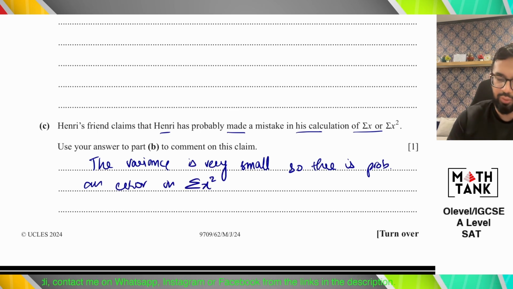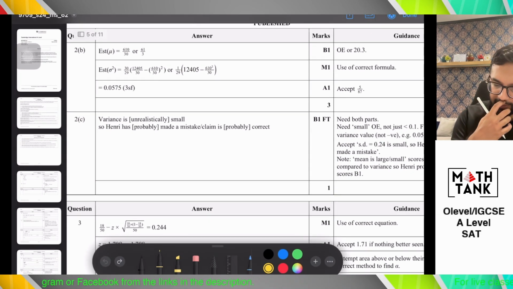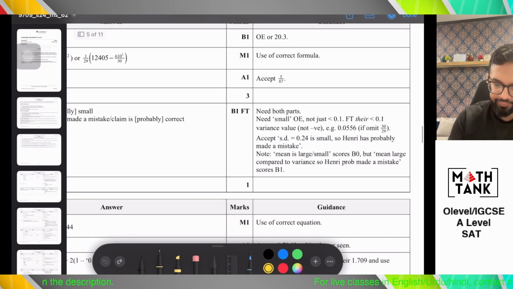I'm not absolutely sure about this answer. Let's check from the marking scheme. It's very small, so Henry has made a mistake. The claim is probably correct. Yeah.